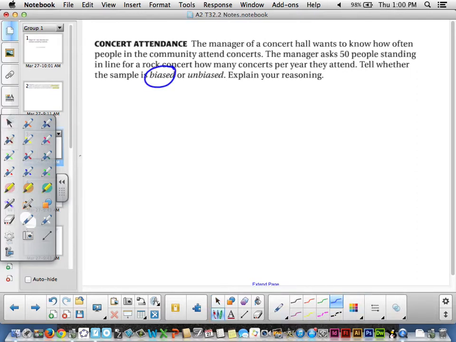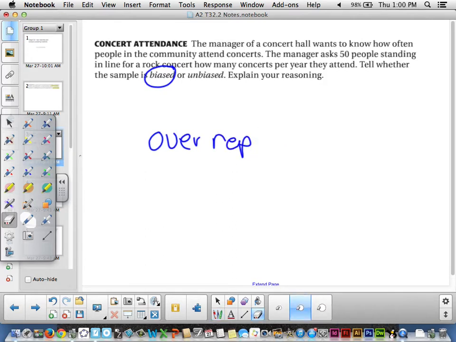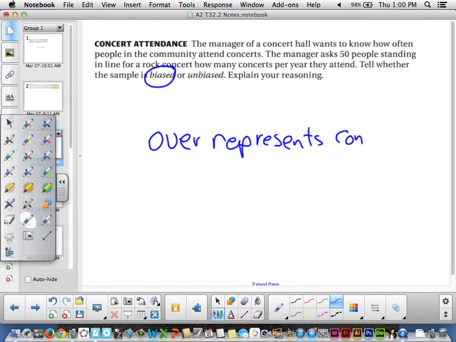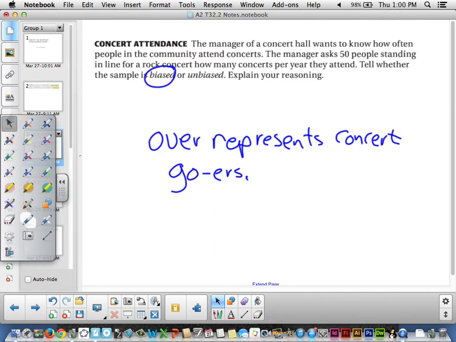If you're asking the general population a question about rock concerts or concerts in general, and you go and ask people at a rock concert, what you're doing is over-representing the people that actually go to rock concerts. So this over-represents concert goers. So this is going to be biased towards a higher amount of concerts.